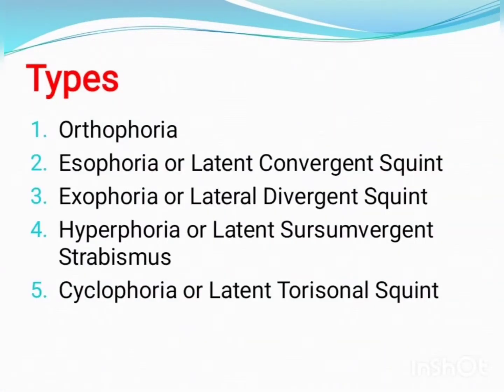Then, on the basis of direction of deviation, it is further classified into 4 types: Orthophoria, Esophoria, Exophoria, and Hyperphoria. If the visual axes are found to be parallel when the patient views a distant object and all stimuli to fusion have been eliminated, this condition is known as Orthophoria. Esophoria or latent convergent squint is when the visual axes converge toward one another. Exophoria or latent divergent squint is when the visual axes diverge away from one another. If one of the visual axes deviates above or below, it is called Hyperphoria.